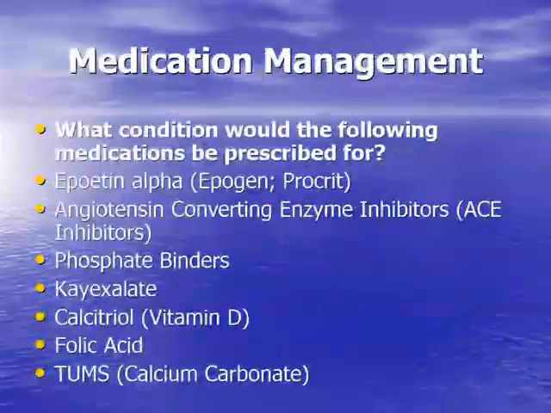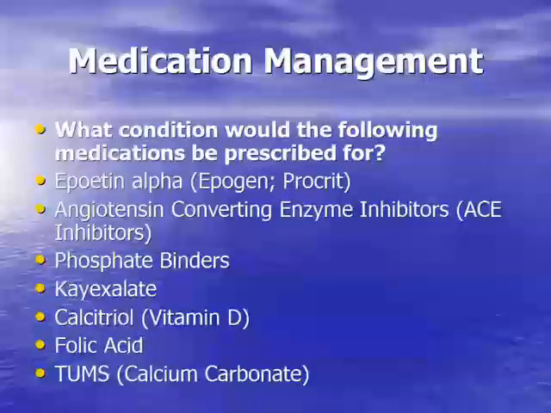Medication management is going to include giving the patient Epogen for anemia to stimulate red blood cell production, putting the patient on ACE inhibitors to bring down the blood pressure, and phosphate binders to bring down those phosphate levels, Kayexalate enemas to bring down potassium levels, or remember we talked about that insulin drip would also help bring down potassium levels. Patient may be given calcitriol for vitamin D, and folic acid for anemia, and Tums for hypocalcemia.